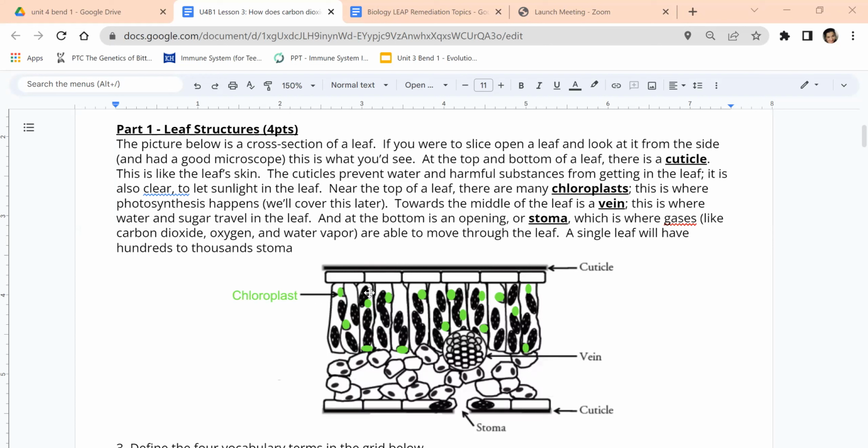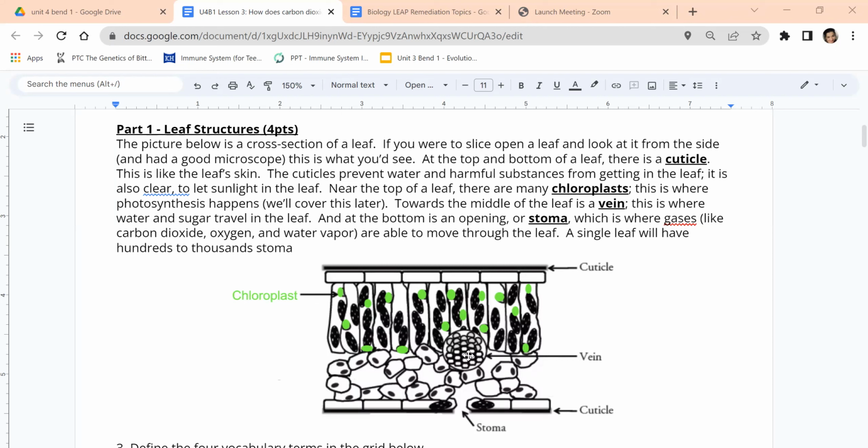Now, underneath the cuticle, towards the top of the leaf, you have these elongated cells, and inside these cells are the chloroplasts. So these little green circular objects represent chloroplasts. Chloroplast is where photosynthesis takes place, and that is why they are green, because they absorb the green wavelengths of the light that's coming from the sun. And that's also why leaves are green, because of all these little chloroplasts in them.